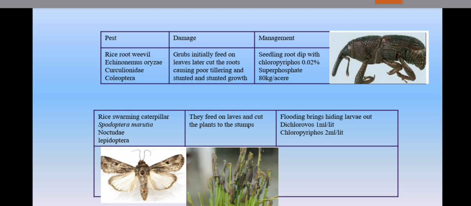So they will cut the plant to the stumps, and they will feed on the leaves. In order to manage this pest, flooding the field may bring the hiding larvae out and they become prey to the birds. So what happens if we flood the field? Whatever larvae are present inside the soil, hiding inside the soil, will come out and become prey to the birds. Or we can spray with dichlorvos 1 ml per liter.